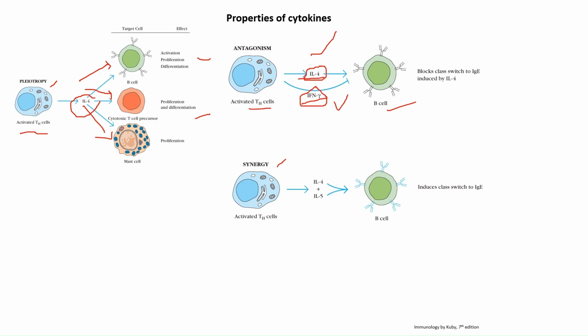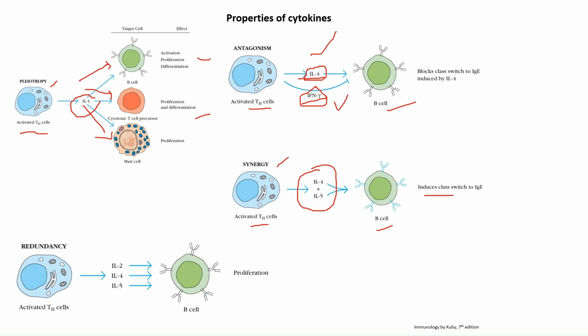Now another effect is synergy. Here also one secretory cell, one target cell. Now the secretory cell is secreting two cytokines, that is interleukin 4 and interleukin 5. Now these two cytokines together are responsible for one particular function. We call it a synergy.